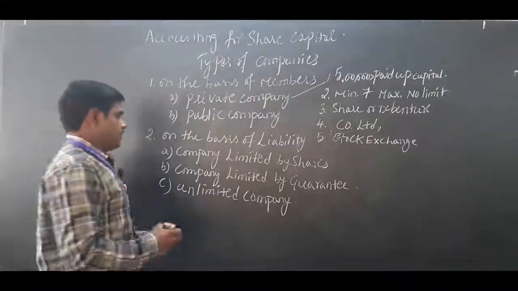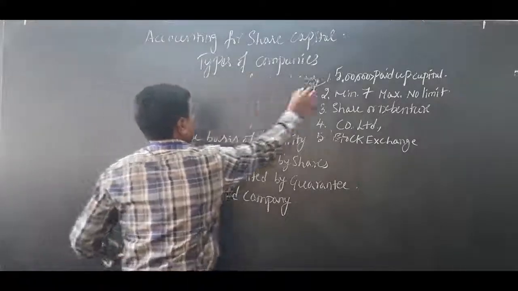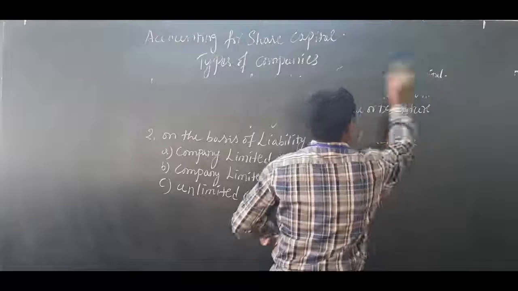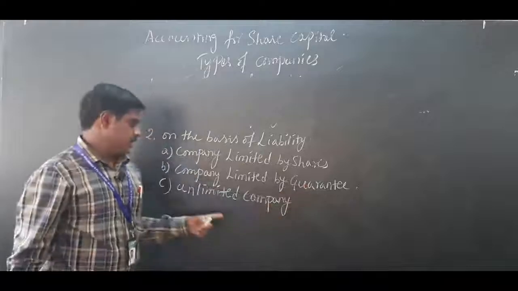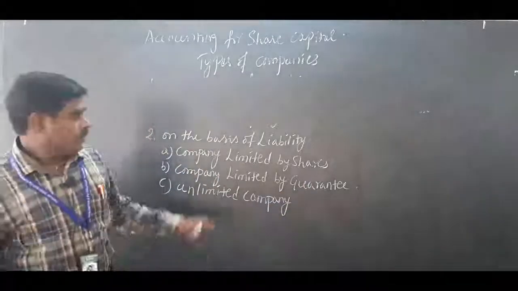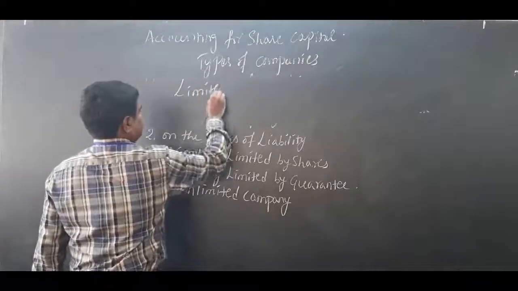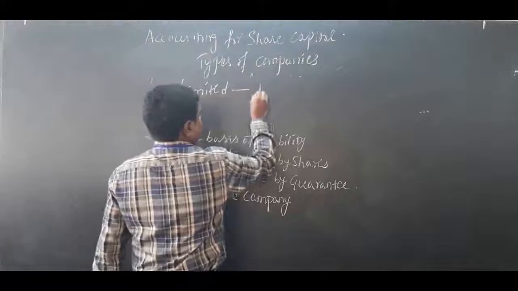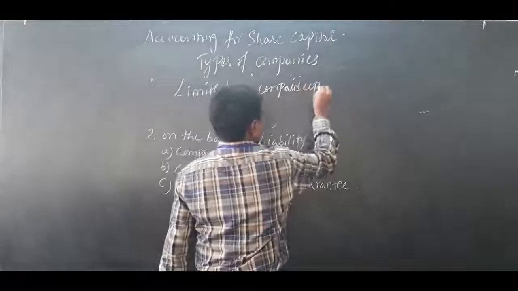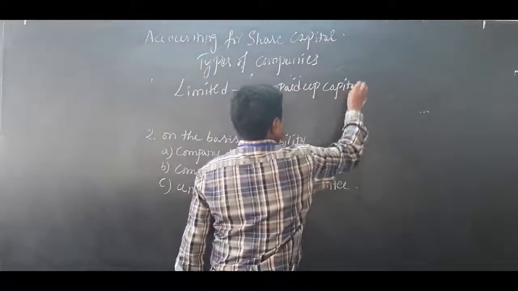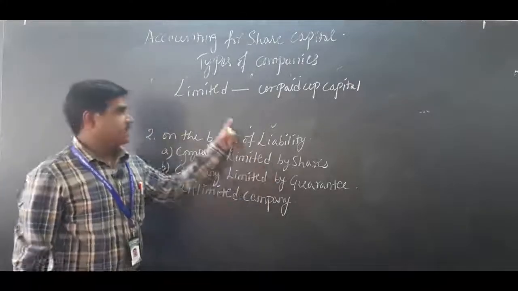Next, moving on to the next part, on the basis of liability. Companies are divided into three: company limited by shares, company limited by guarantee, and unlimited company. What is this company limited by shares? Company limited by shares means the liability of the shareholders is limited to the extent of unpaid up capital.